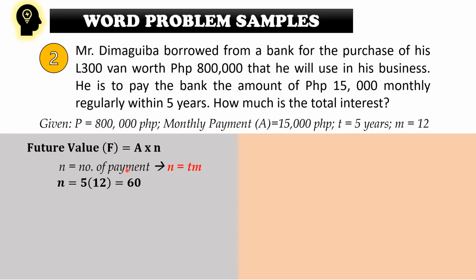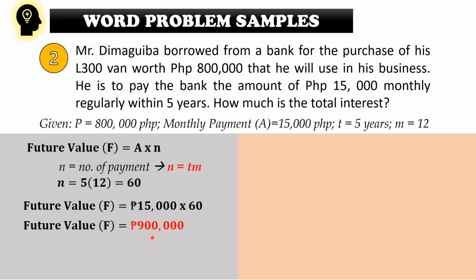Okay, so we can now solve for the value of the future value. A is equal to 15,000. This is the monthly payment given above. And then N is 60. So 15,000 times 60, multiply lang natin. That would yield us 900,000 pesos. So ito lahat-lahat ng babayaran ni Mr. Dimagiba within 5 years. But the question is asking for the total interest.